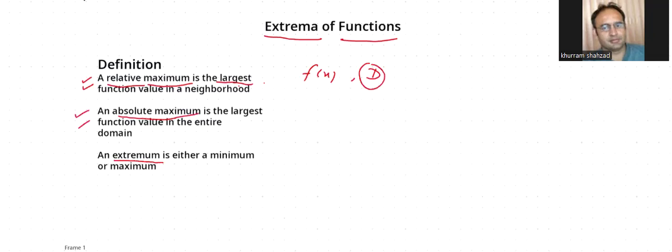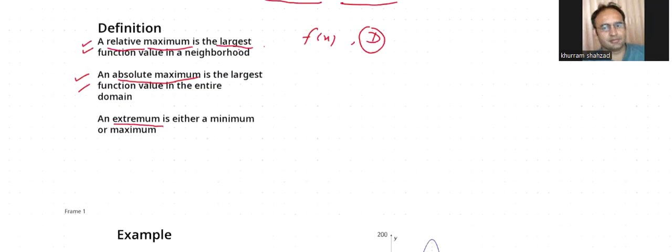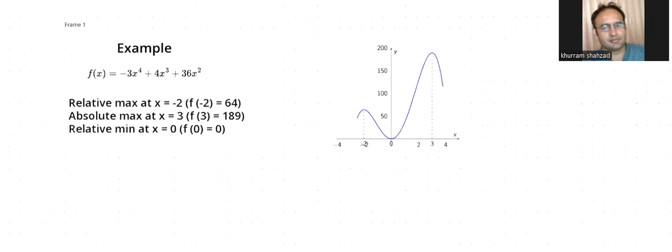So now I'm going to explain this with the help of an example. So this is the example here. f of x is equal to negative 3x raised to power 4 plus 4x cubed plus 36x squared. In this course, we will determine the maximum or minimum values of the function with the help of the graph. So I have graph of this function.